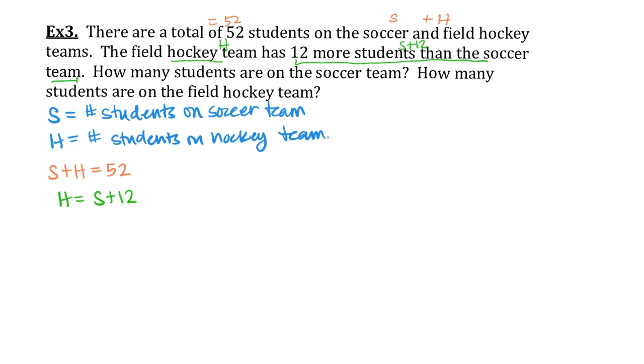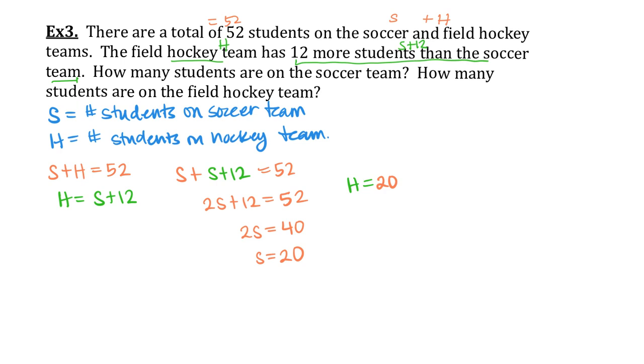Okay, this looks a little different than some of our other ones. So when I solve this, I'm going to use substitution. So I'm going to do S plus, where H is, I'm going to substitute in S plus 12 equals 52. 2S equals 40. So I have 20 students on the soccer team, and I didn't get a negative, and I didn't get any weird decimal of a person, because that would be weird.